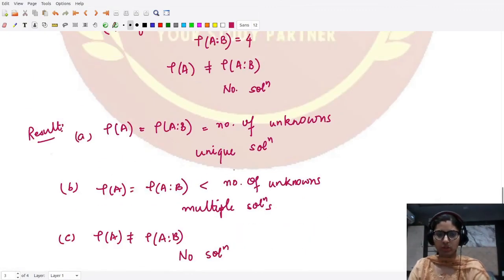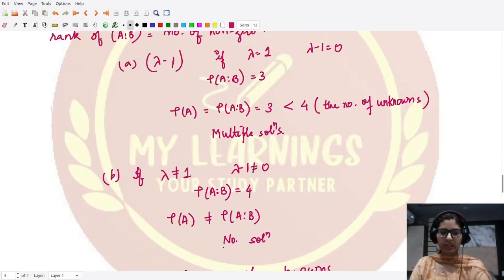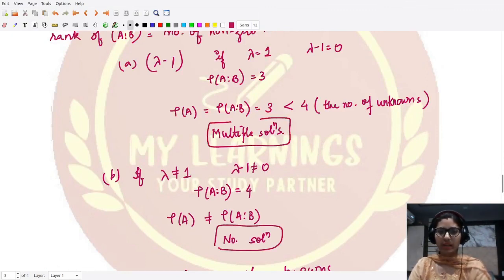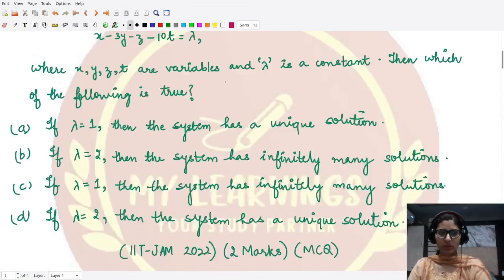So I hope you understood this solution. So what is the answer? The answer: either we have no solution in this case or we have multiple solutions when lambda is equal to 1. So let's look at our options. In our options we are given that whenever lambda is equal to 1, obviously we do not have any unique solution, so this option is incorrect and this option is incorrect, and we are also not talking about lambda equal to 2. So whenever lambda is equal to 1, the system has no unique solution. So here option C is the correct option.